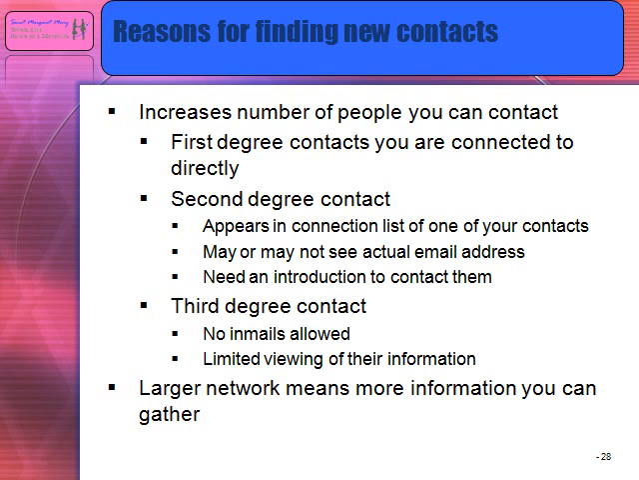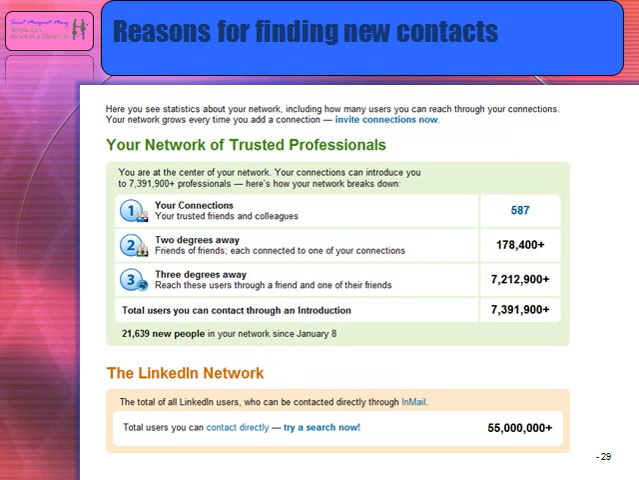Why do you want to find more contacts? The more first-degree contacts, which are people you're directly connected to, the more people you see on your list. A second-degree contact, which is a contact of your contact, you can see more information about them. You can see actual email addresses, and even third-degree contacts you can find out information about them.